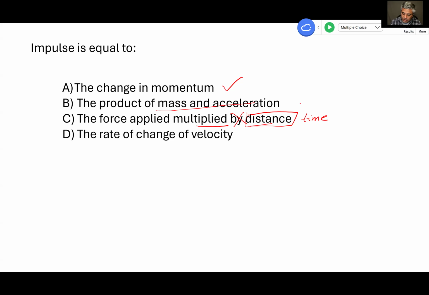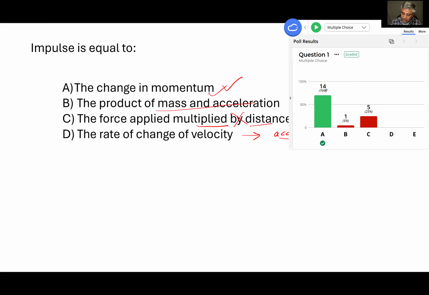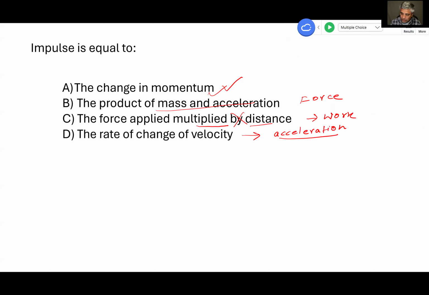Product of mass and acceleration is force, right? And force multiplied by distance is actually work. And rate of change of velocity is acceleration, which none of you chose. That's good, so you know acceleration. So that's the change in momentum. So A is the correct answer.